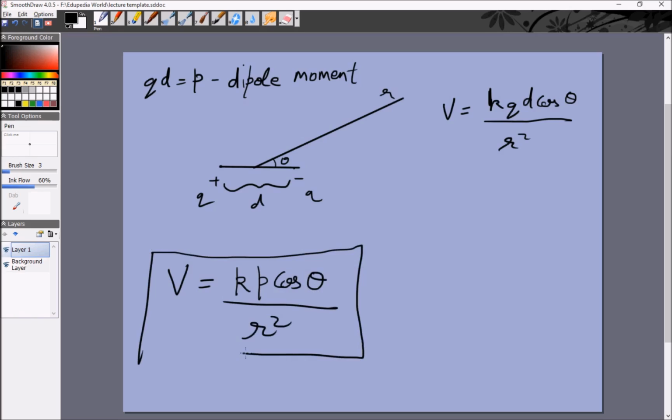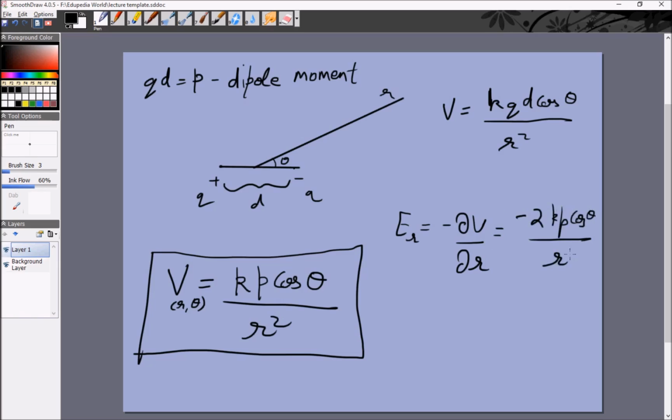Right. So this is the most important result for dipoles, and it tells us the position in terms of two coordinates, r and theta. Right. Now from this you can actually calculate the electric field in terms of r and theta as well. E_r will be minus del V by del r, and if we differentiate with respect to r, minus 2 will be minus 3, so that will give me minus 2 k p cos theta by r cube.